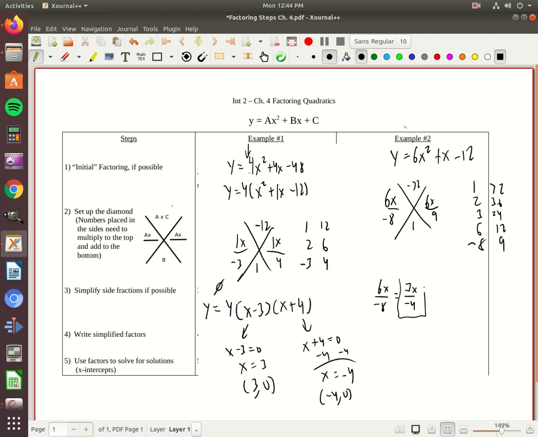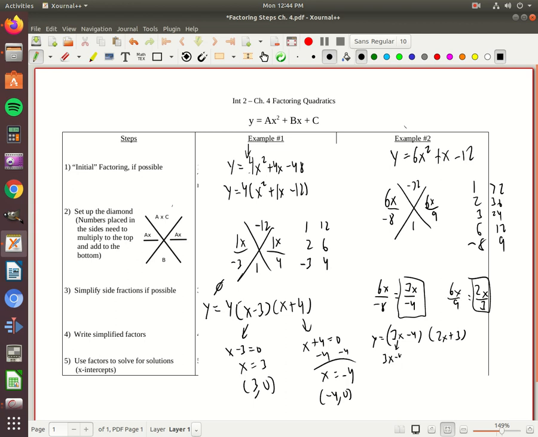And I'm going to use this one. And what about 6x over 9? Well, hopefully we see 3 goes into both of these. So I'm going to get 2x over 3. So these are going to be the two equations I use, right? So this is y equals 3x minus 4 and 2x plus 3. Those are going to be my simplified factors. These are my factors. Now I'm going to go to my solutions, or my x-intercepts.